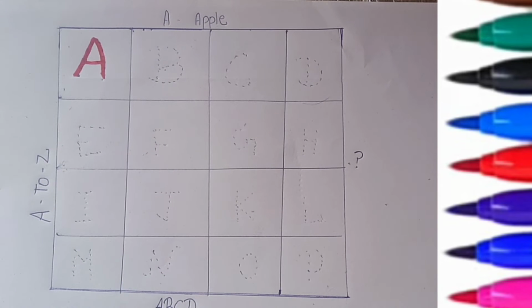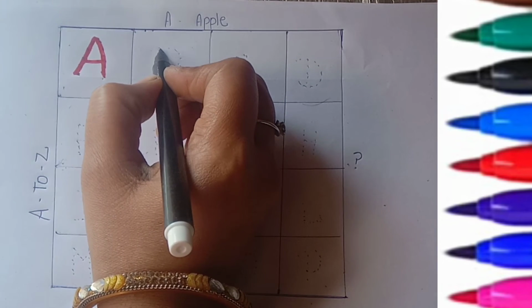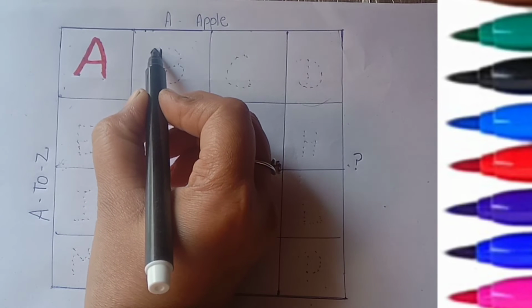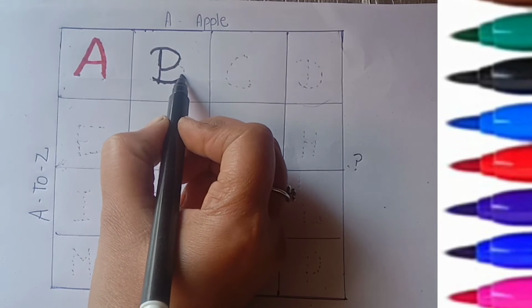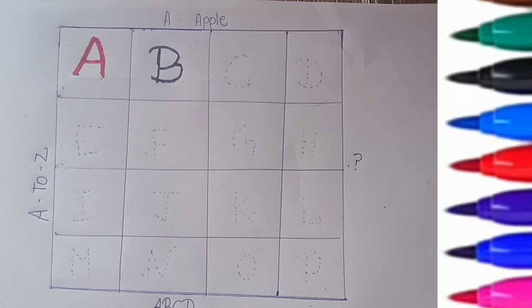B. B for ball. Ball. C for cup. Cup. Cat. B for cat.